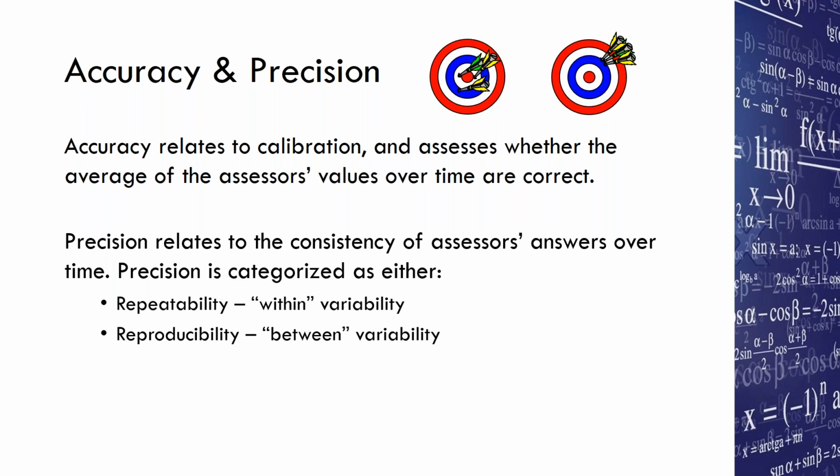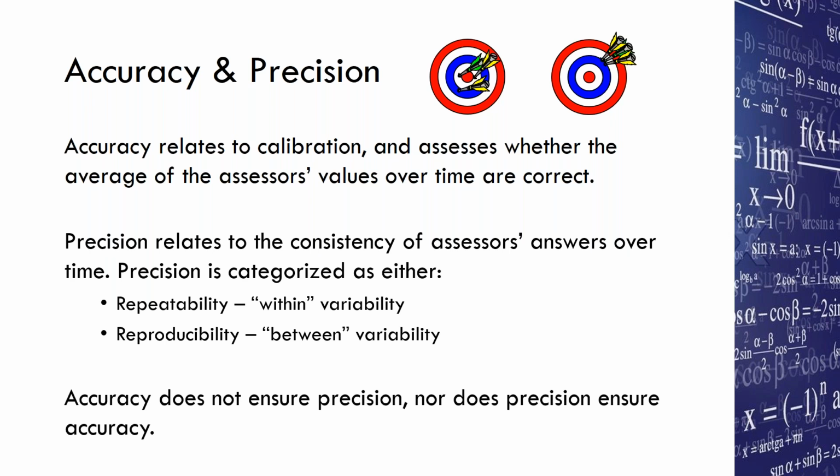Precision can be categorized into one of two categories, and this is where the R&R in gauge R&R comes from: repeatability and reproducibility. As a reminder, for those that are familiar with gauge R&R, repeatability is what we call the within variability, so within the same operator or within the same person or measurement device. And reproducibility would be the between variability, so that would be between operators, for instance. The gauge R&R or measurement system analysis is going to assess both of those, the repeatability and the reproducibility.